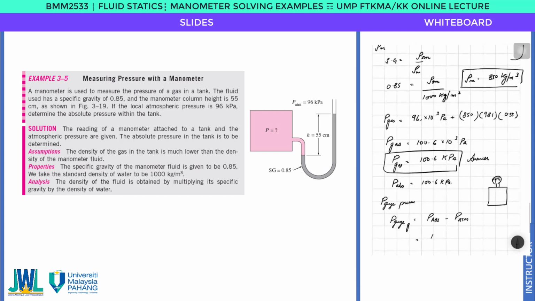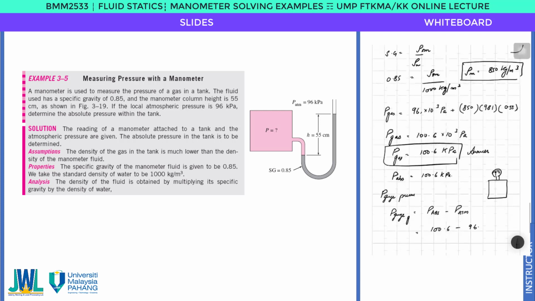So this is equal to 100.6 minus 96, which is equal to 4.6 kilopascal. This is the gauge pressure, what the reading of this gauge will read, because gauges do not read the atmospheric pressure. So guys, this was all about the first example of the manometer.